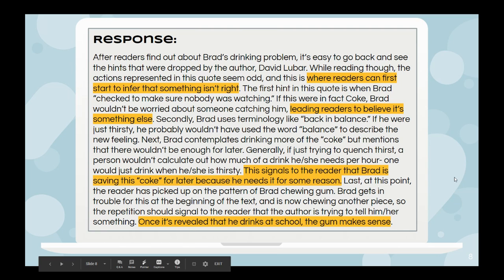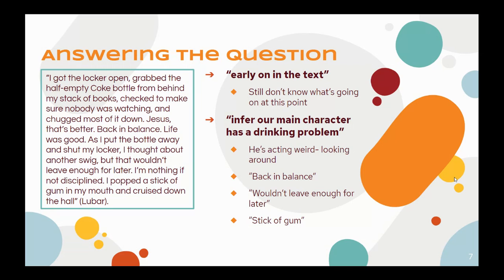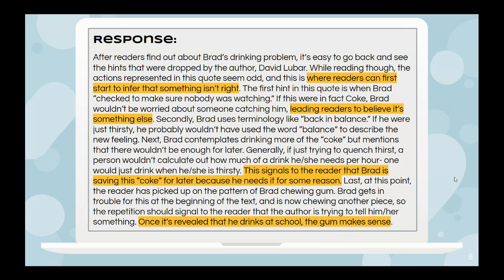So now let's talk about the response. Okay, it looks super long here, but that's because if we're answering all of these different portions, I have 5 different bullet points here that I need to talk about. So I'm going to turn that into a paragraph here. So I'll read the paragraph to you, and then we'll talk about what's highlighted.